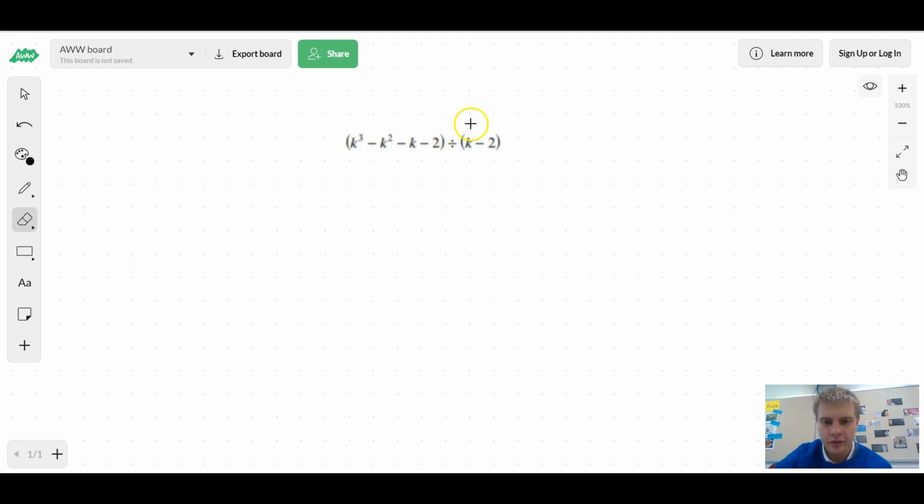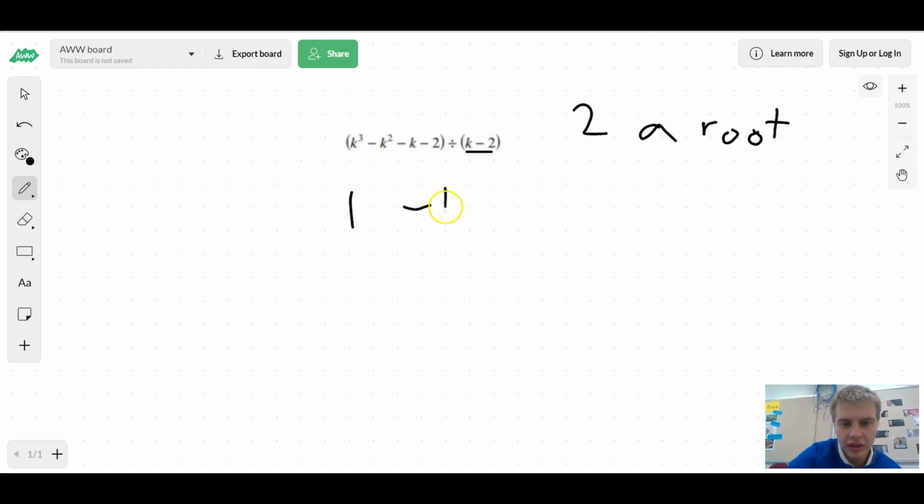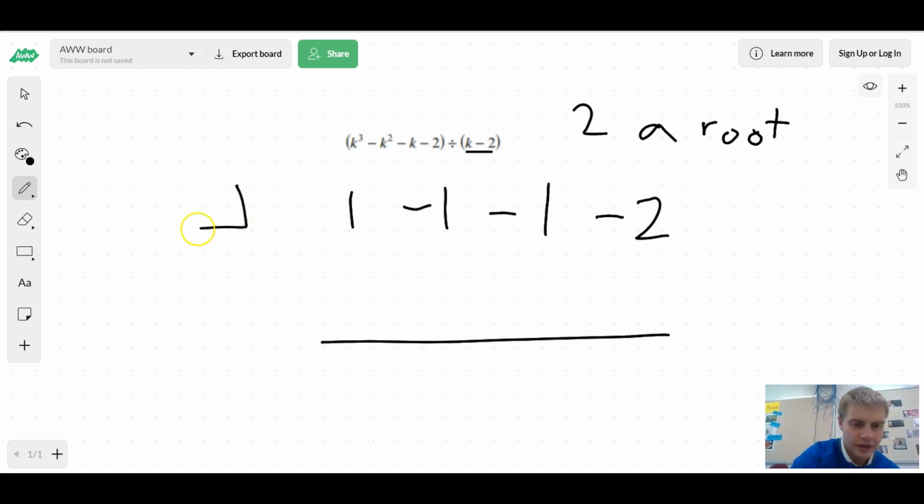Okay, so the question is, is this a factor? If we're going to know, is this a factor, the other way they could say that is, is 2 a root? So you want to know how to say this both ways. They could ask, is this a factor, or is 2 a root? So how you would want to solve either of these is you'd want to use some synthetic division. So for the synthetic division, I'd have 1, negative 1, negative 1, and negative 2. And then I'd have my box over there. And again, you want to do the opposite of this, which would be a positive 2.